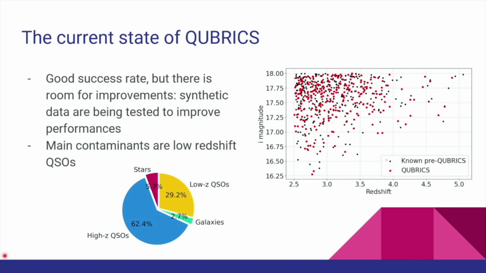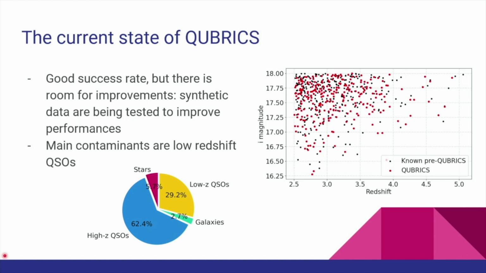Finally, spectroscopic follow-up has been carried out in the past few months to confirm the nature of some of our candidates. And since the beginning of our survey, roughly 350 new high redshift quasars have been confirmed. You can see from the plot on the right the current state of the survey, where red dots represent new identifications by Kubriks, while black dots represent objects previously known from literature.